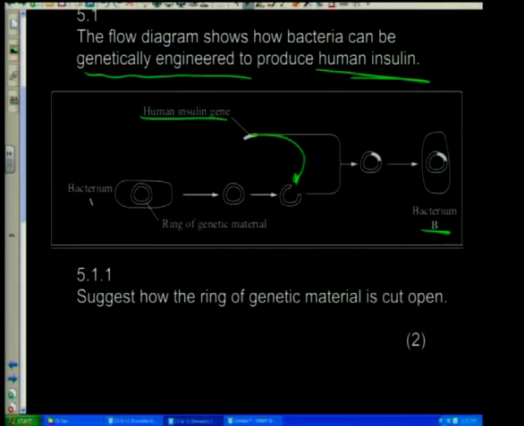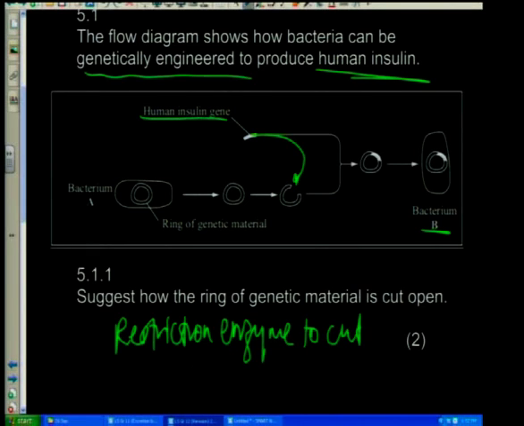Suggest how the ring of genetic material is cut open. Here's the genetic material. How did it get cut open? And here we say we use a restriction enzyme to cut the genetic material.